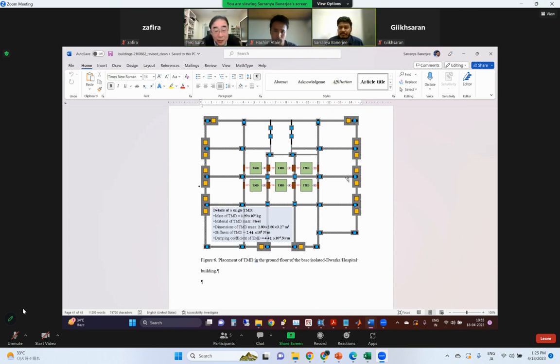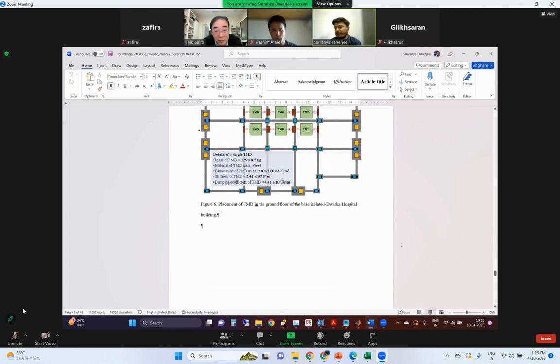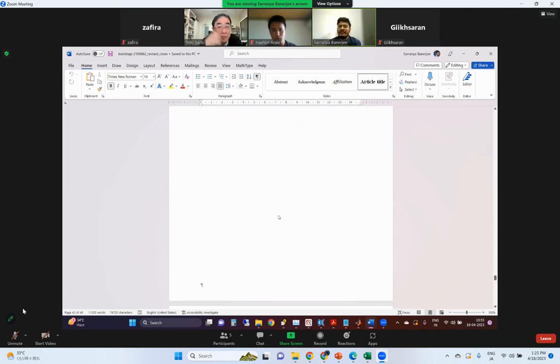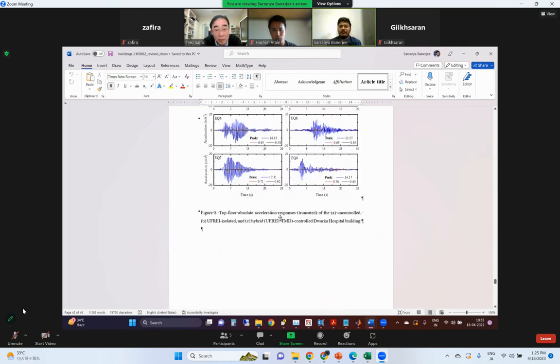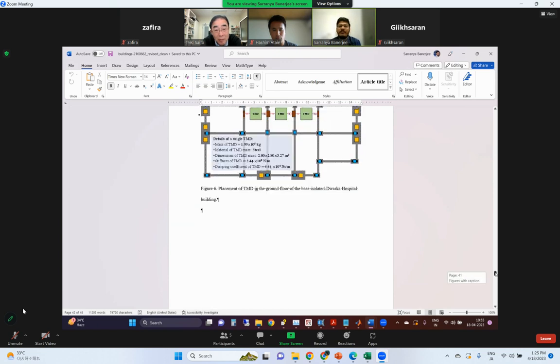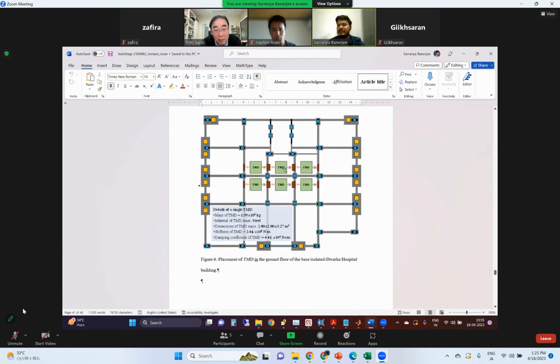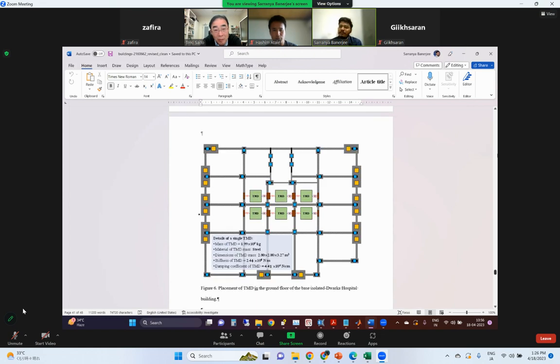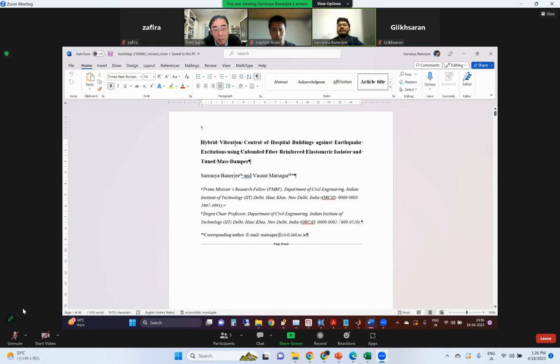How are you thinking to analyze this building, by frame analysis? This work has already been communicated and is under revision. Here I have not conducted an optimization study. I conducted the optimum tuning of the TMD directly to the fundamental frequency of the base isolated structure. This was one of the preliminary studies I did.